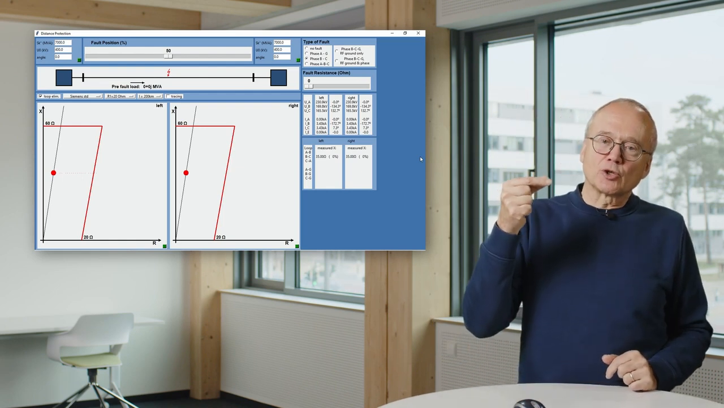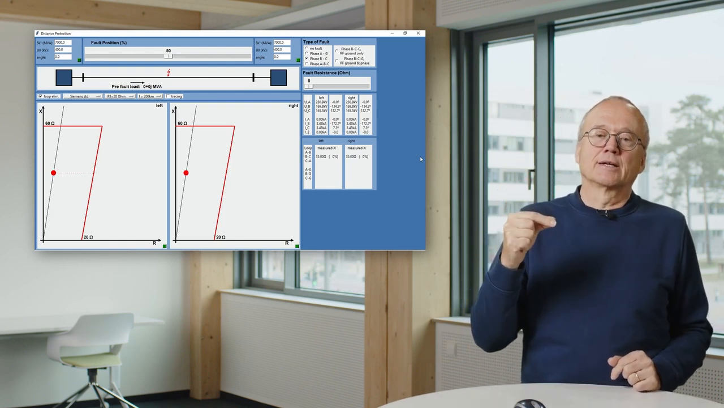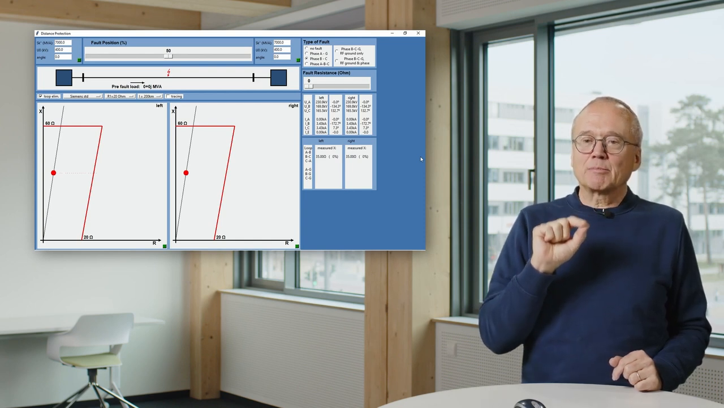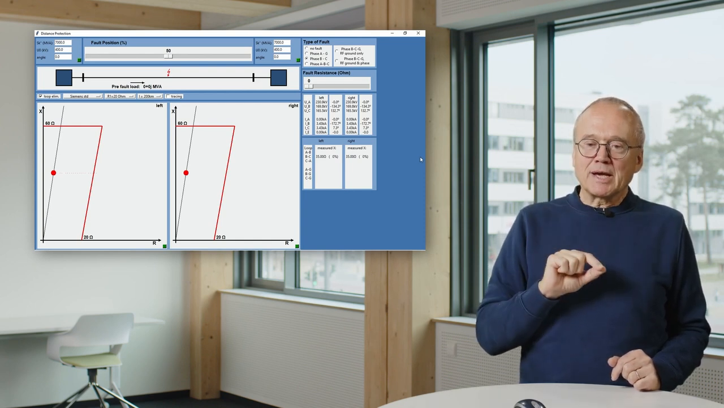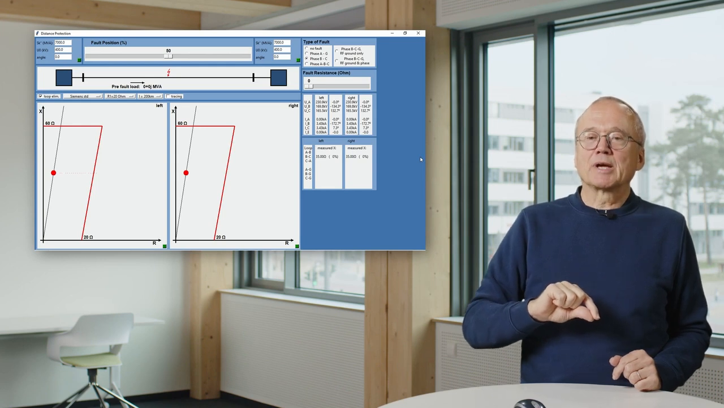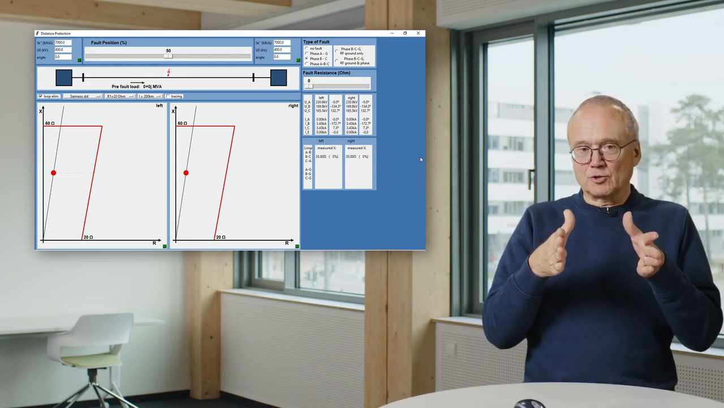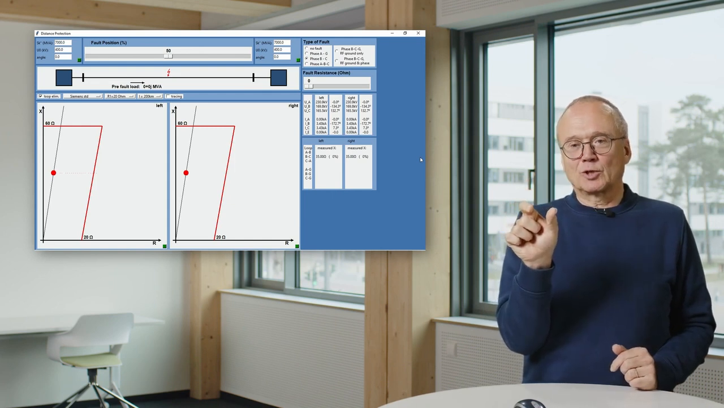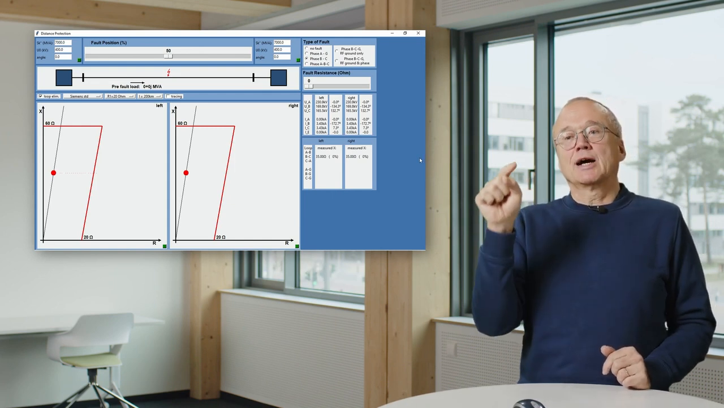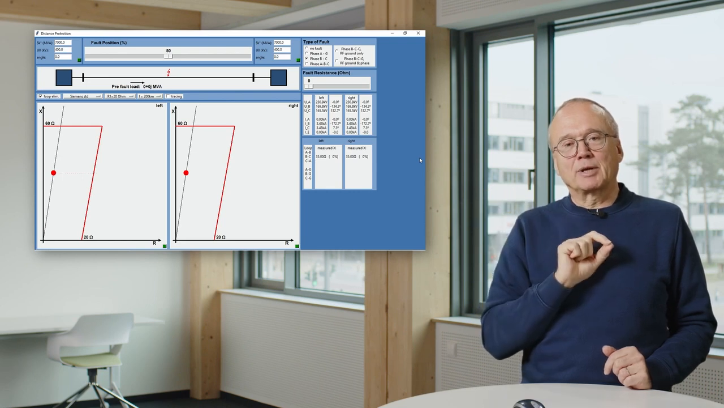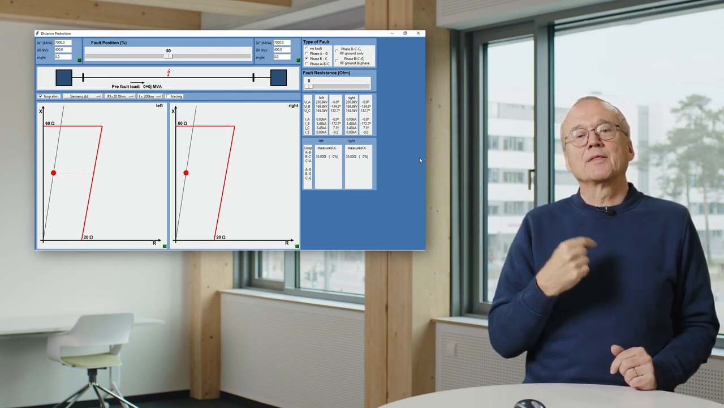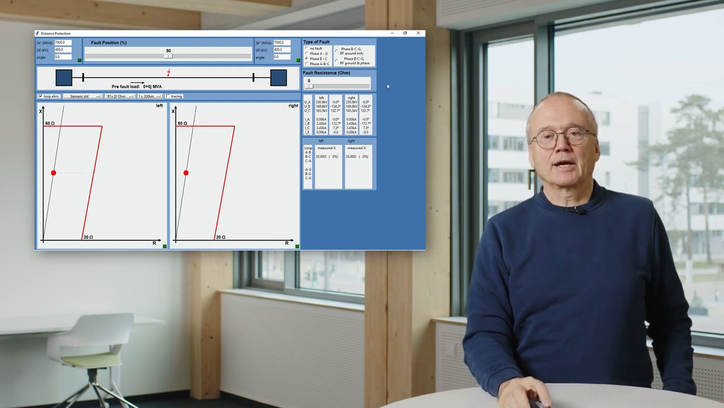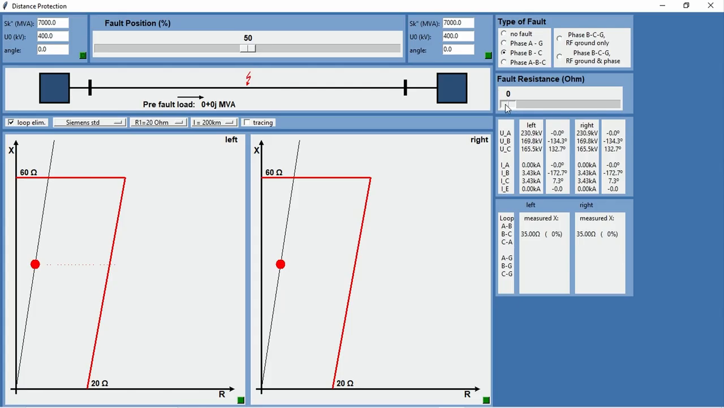That means this ratio IB over IA I showed on my slides is 1. And that means the impedance we measure is the impedance of the piece of line, 50% of the line, plus fault resistance, plus IB over IA multiplied by fault resistance, which is 1. That means we measure 2 times the fault resistance. And we can see that here as a result.